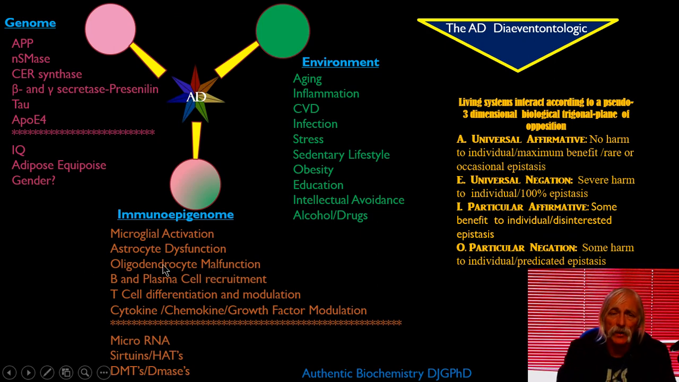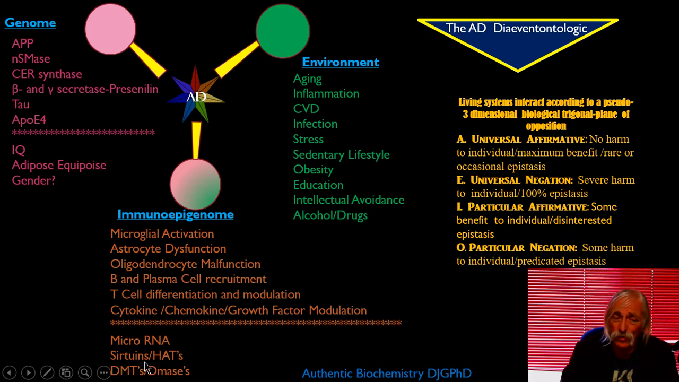Microglial activation, astrocyte dysfunction we just talked about, oligodendrocyte malfunction we just talked about. We didn't talk about B and plasma cell recruitment, but we're going to. T-cell differentiation and modulation, we're going to eventually get to that. But we did discuss, or at least mention, cytokine, chemokine, growth factor modulation of this whole pathway. This is all part of the immunoepigenome, because a lot of this is associated with changes in splice frequency, changes in alteration of gene expression, not in the genes themselves, and these various cell types, some of which are immune cells. And then, of course, frank epigenetic phenomena, microRNAs are involved.